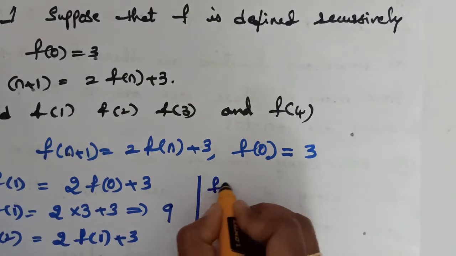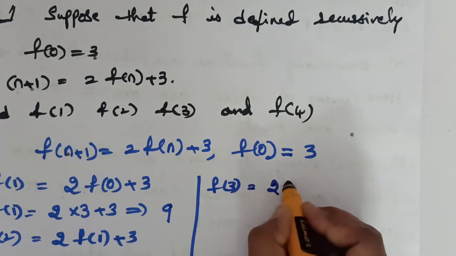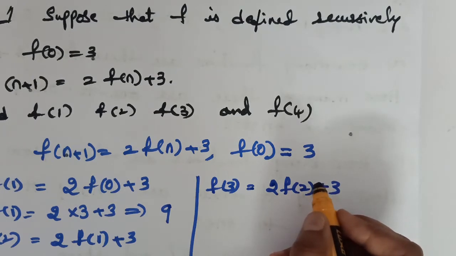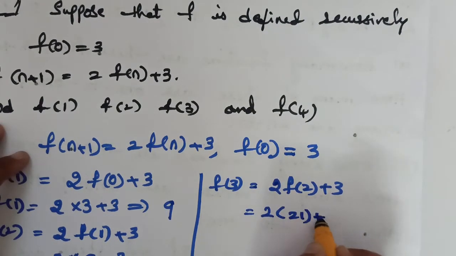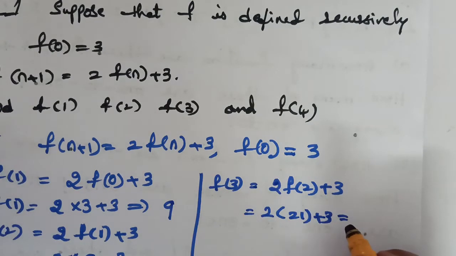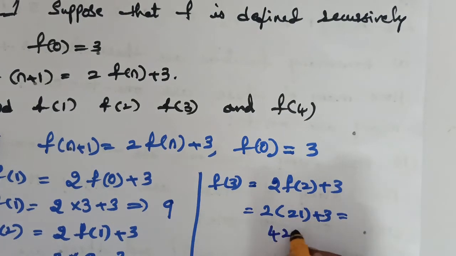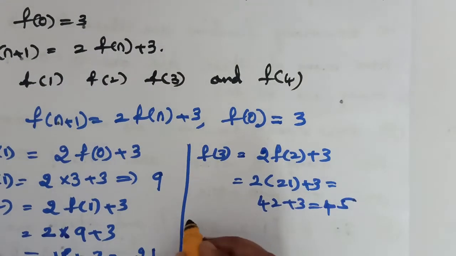And f of 3. F of 3 is equal to 2 into f of 2 plus 3. By substituting n equal to 2, we get this f of 3 value. So this is equal to 2 into 21 plus 3. 21 into 2 is 42. 42 plus 3 is equal to 45. So f of 3 is 45.